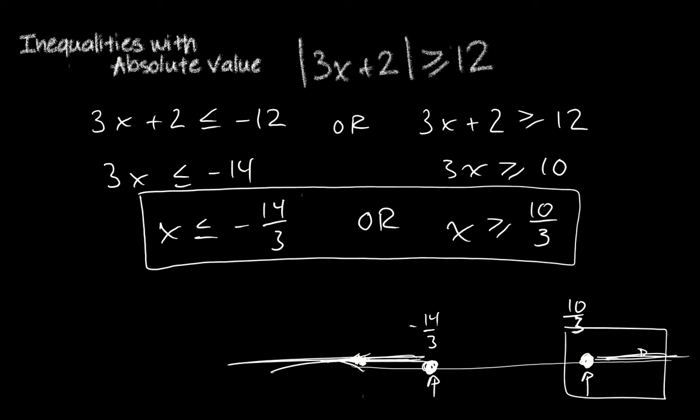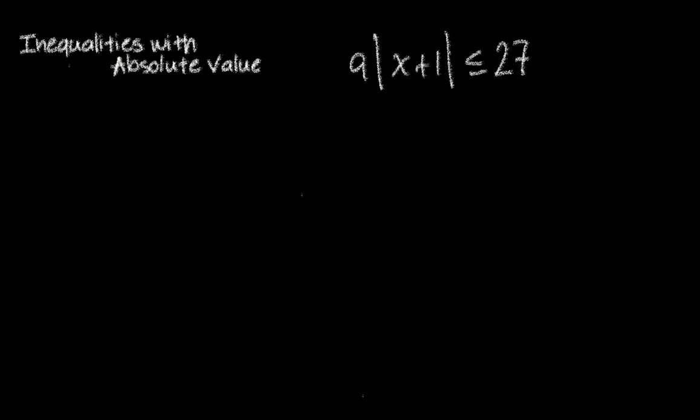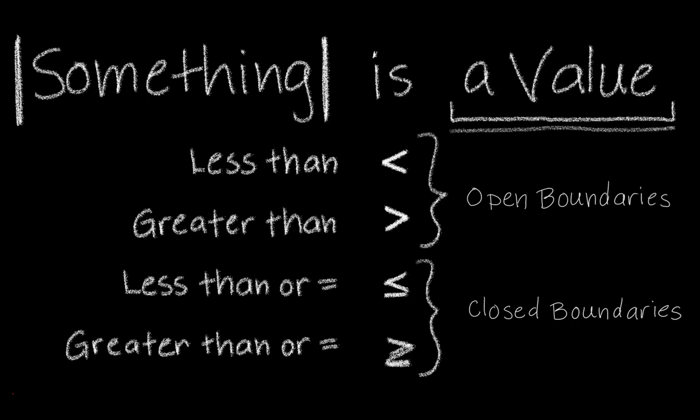Nice. Let's move on and look at our second example. This one's got 9 times the absolute value of x plus 1 is less than or equal to 27. So again, our goal is to always get something so that it looks like the absolute value is blank, blank, blank, or blank a value. So we want to get the absolute value alone, preferably on the left-hand side, and then it's going to be less than, greater than, less than or equal to, or greater than or equal to a value.